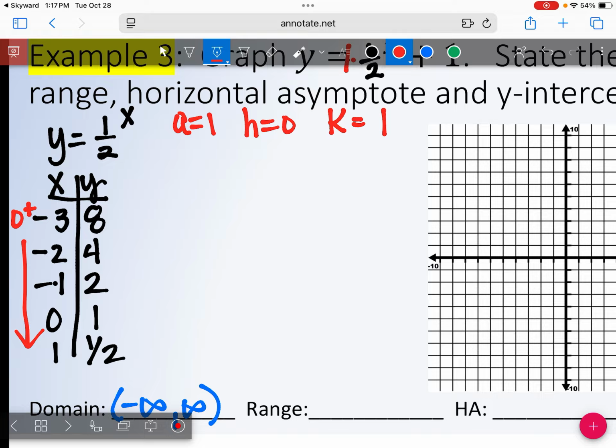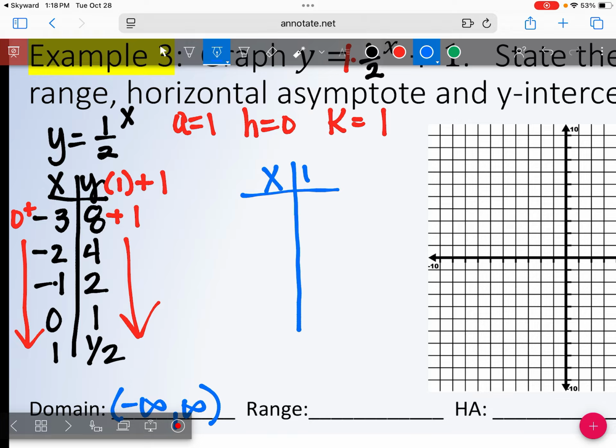For our y values, we're multiplying it by 1 and adding 1, but the only thing that will change it is to add the 1. So let's not waste time by using a calculator. We can add 1 to 8 without a calculator. So I'm going to make my second table. This is the table that we're actually going to graph.